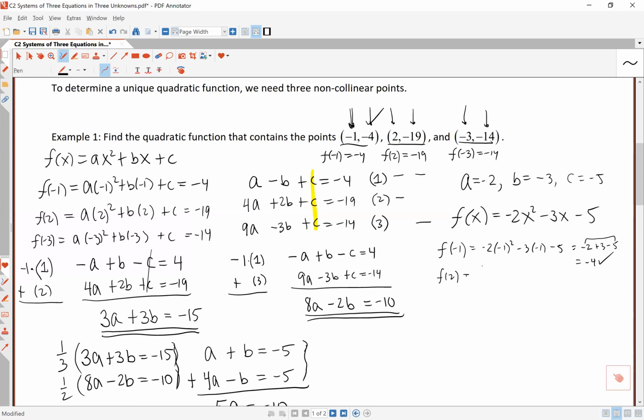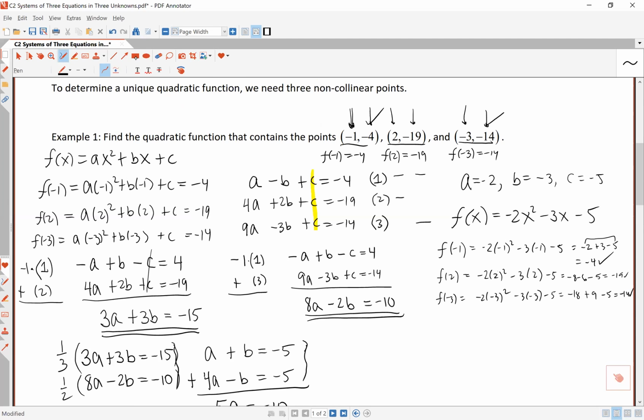If I plug in 2, I should get -19. -2 times 2 squared minus 3 times 2 minus 5. That's -8 minus 6. -14 minus 5 is -19. And the last one, if I plug in -3, that's -2 times -3 squared minus 3 times -3 minus 5. -18 plus 9 is -9 minus 5 is -14.